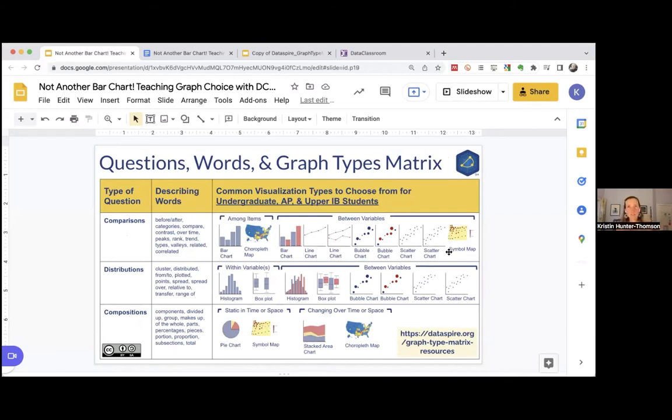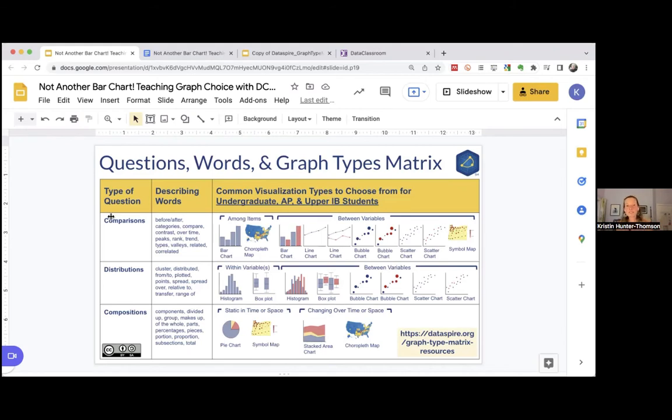When we have a resource like this, our learners have a way to cue in to, okay, if I'm asking this type of question, what type of graph might I use to graph my data to help me answer that question? Because the graph type we use is always dependent. When we're looking at data to find meaning, it is dependent upon what we are asking and what kind of data we have.